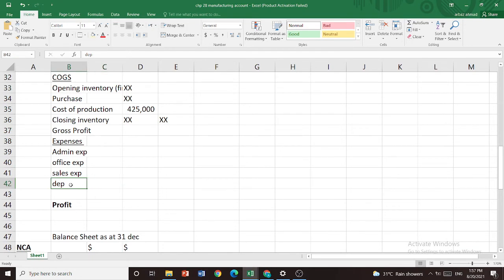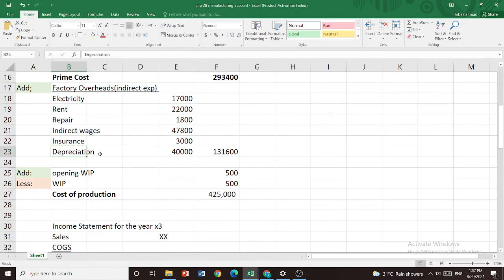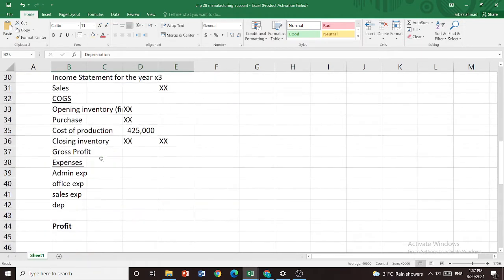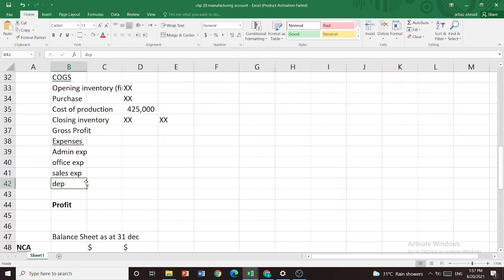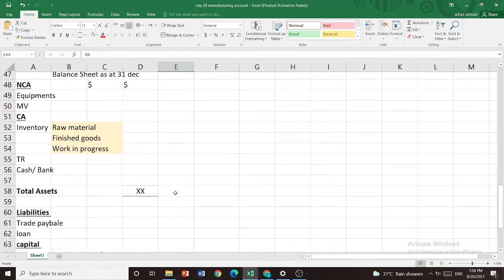Now this depreciation should be the one, not this one, not this depreciation. This depreciation is for machinery that helps you to make the product. This depreciation did not help you. These are other expenses, okay. So total them up, you will get total expenses, then gross profit minus expenses, you will get your profit. This minus this, just like other income statements.